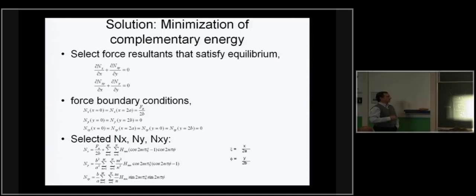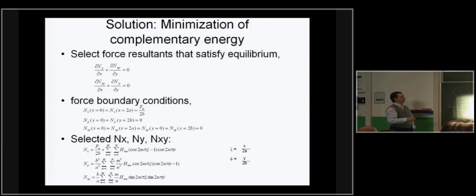Now, you can take my word or you can substitute and prove it that if you use this nx, ny, and nxy, you satisfy exactly the equilibrium equations and all the boundary conditions. In fact, the way I came up with that is I started with the nxy, substituted in the equilibrium equations, found nx and ny, then substituted in the boundary conditions, and then I fixed all my constants that I didn't know at the time. So these expressions satisfy all the equations that we need to satisfy, but the H_mn coefficients are unknown, and those are the ones that we will determine by energy minimization.